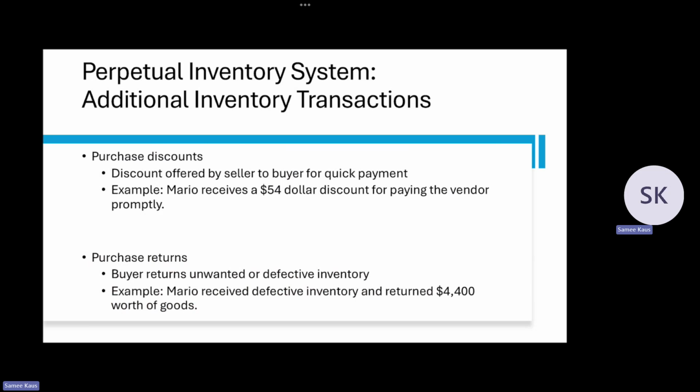The way that we account for that is I'm going to reduce the amount of inventory that I have. I'm going to say my inventory is going down by my purchase discount amount. And I will also recognize a reduction in my accounts payable of 54. So think about what I've just done. I'm reducing my liability because I'm not going to actually have to pay you 54 bucks, because I paid you quickly, so I got a discount.